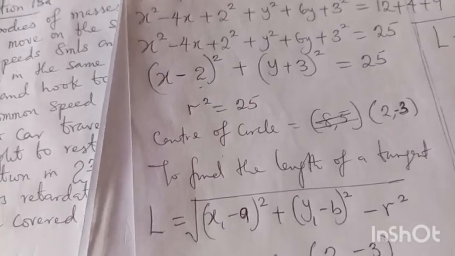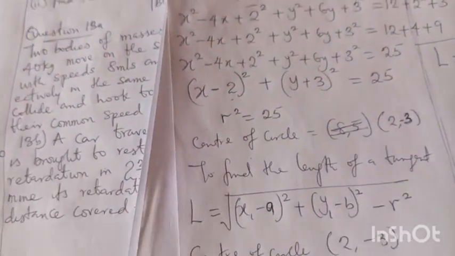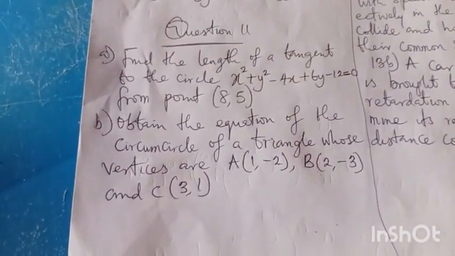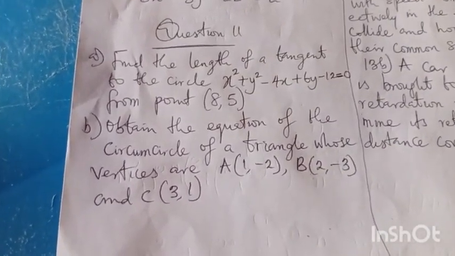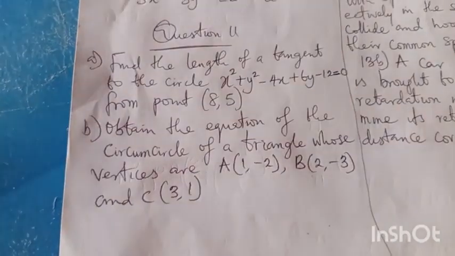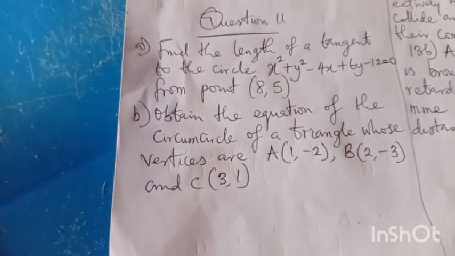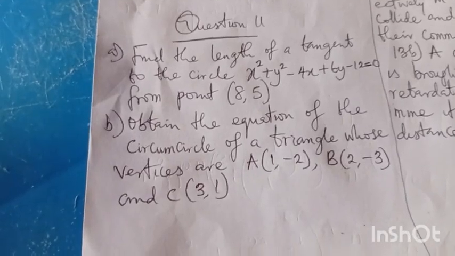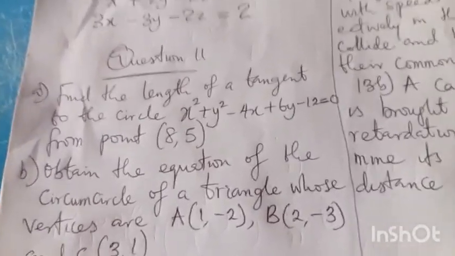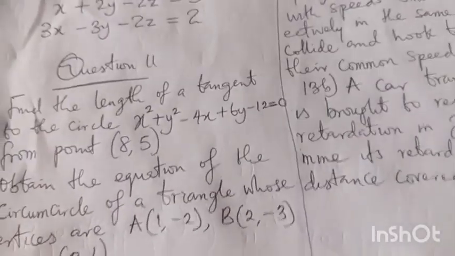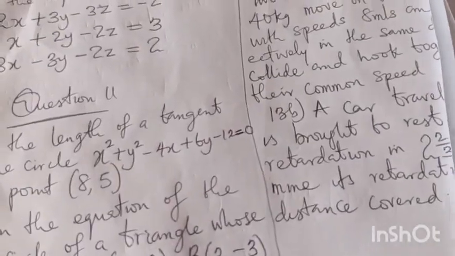Alright, now picking up question 11B. Obtain the equation of the circumcircle of a triangle whose vertices are A, that is 1 comma minus 2, B 2 comma minus 3, and C 3 comma 1. I won't be able to draw the diagram, but I will explain better. All you need to do is make sure you are following me accordingly with my simple explanation.